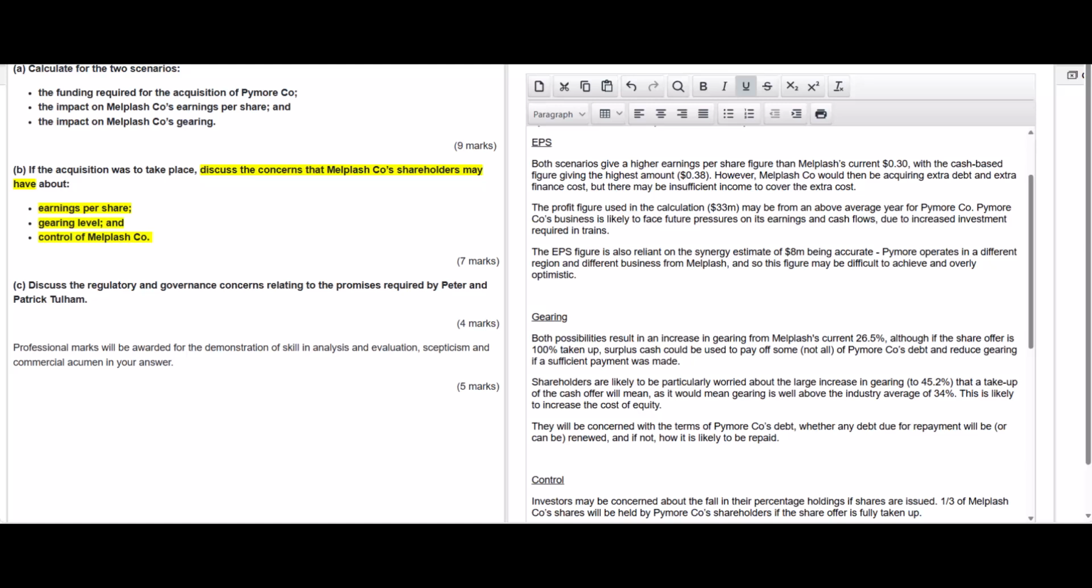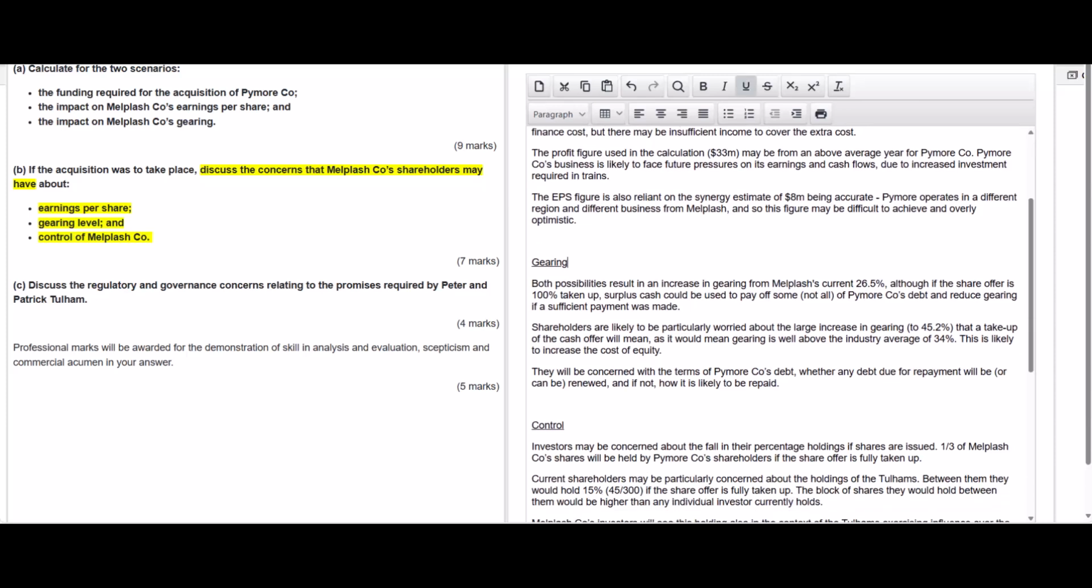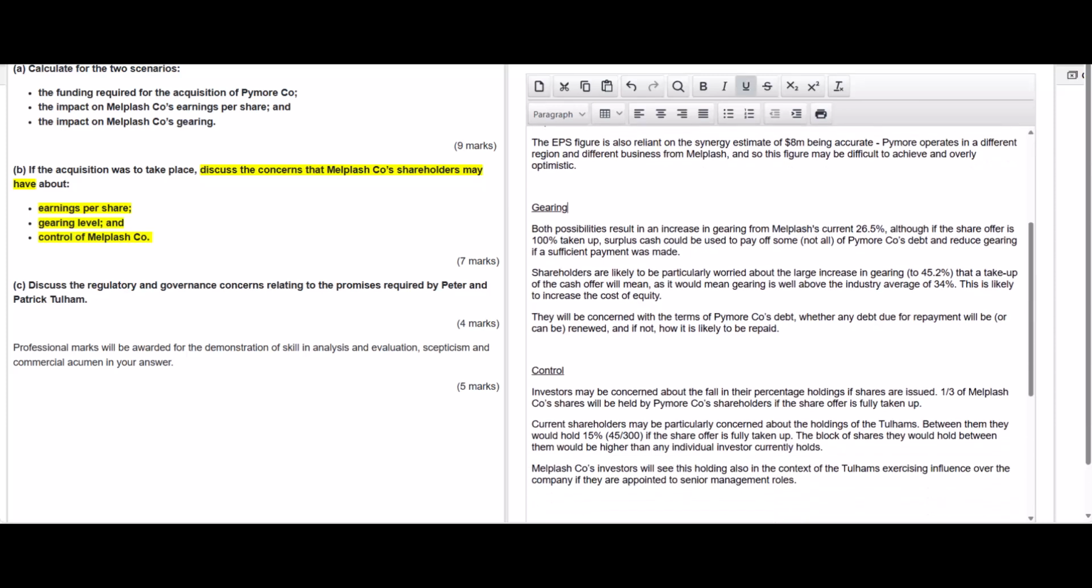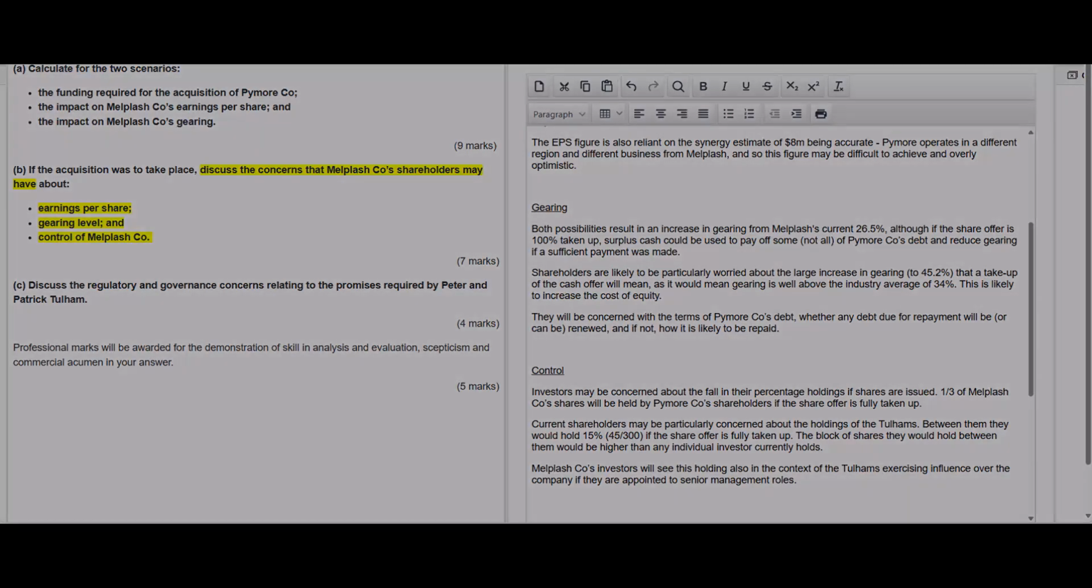Can you see how often I'm bringing in numbers, making it really bespoke, talking about the company a lot, talking about their current gearing, talking about the situation, the Tullums. So there's nothing generic in there, is there? It's not like I'm just talking generically about gearing and control. It's all really related to the company, which is great.